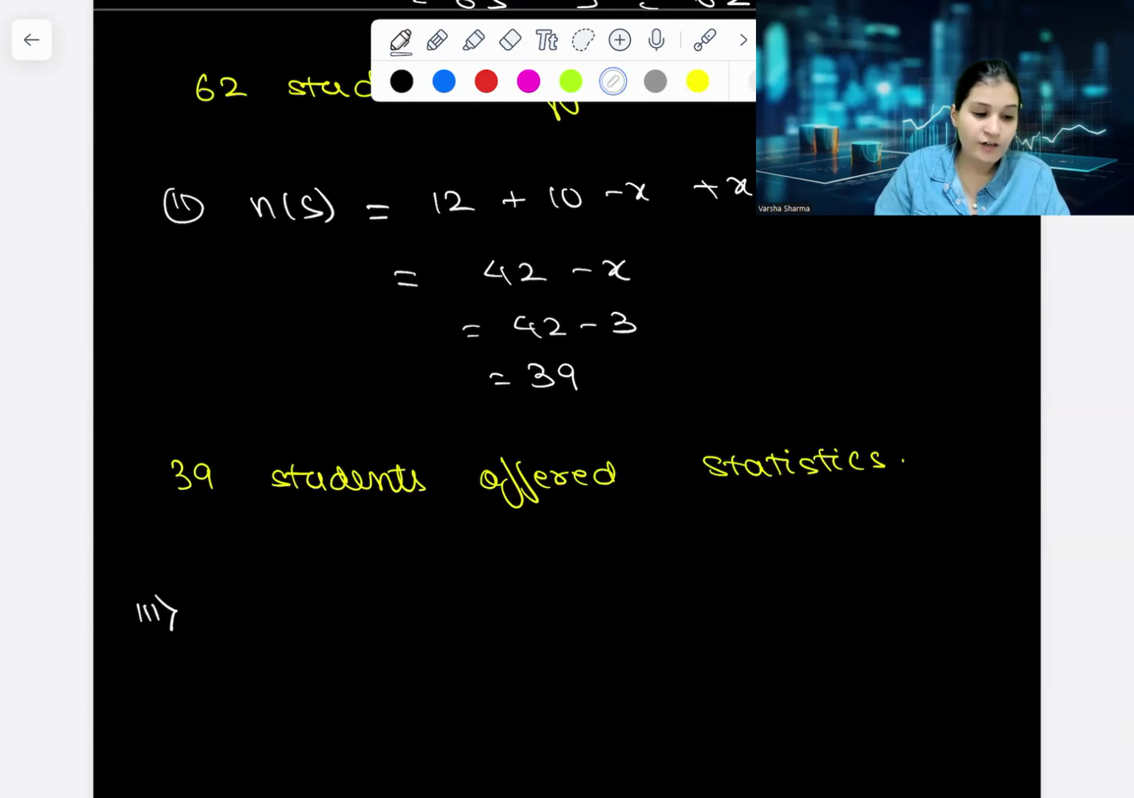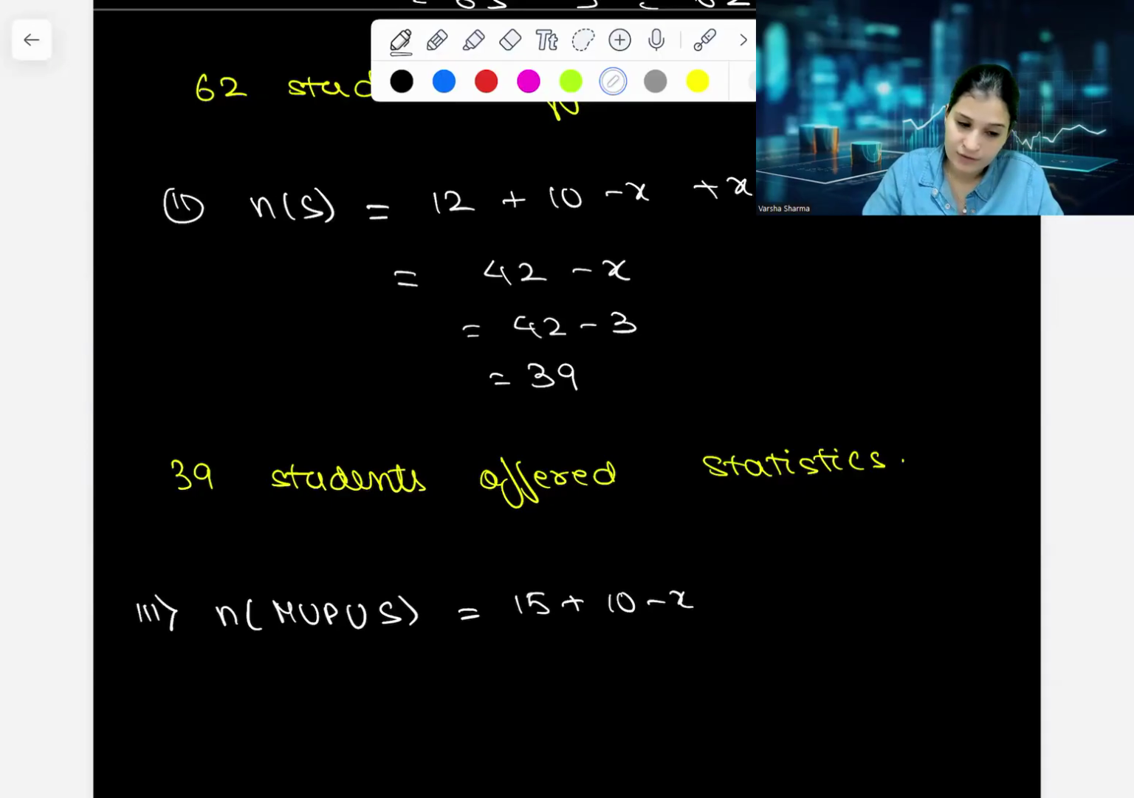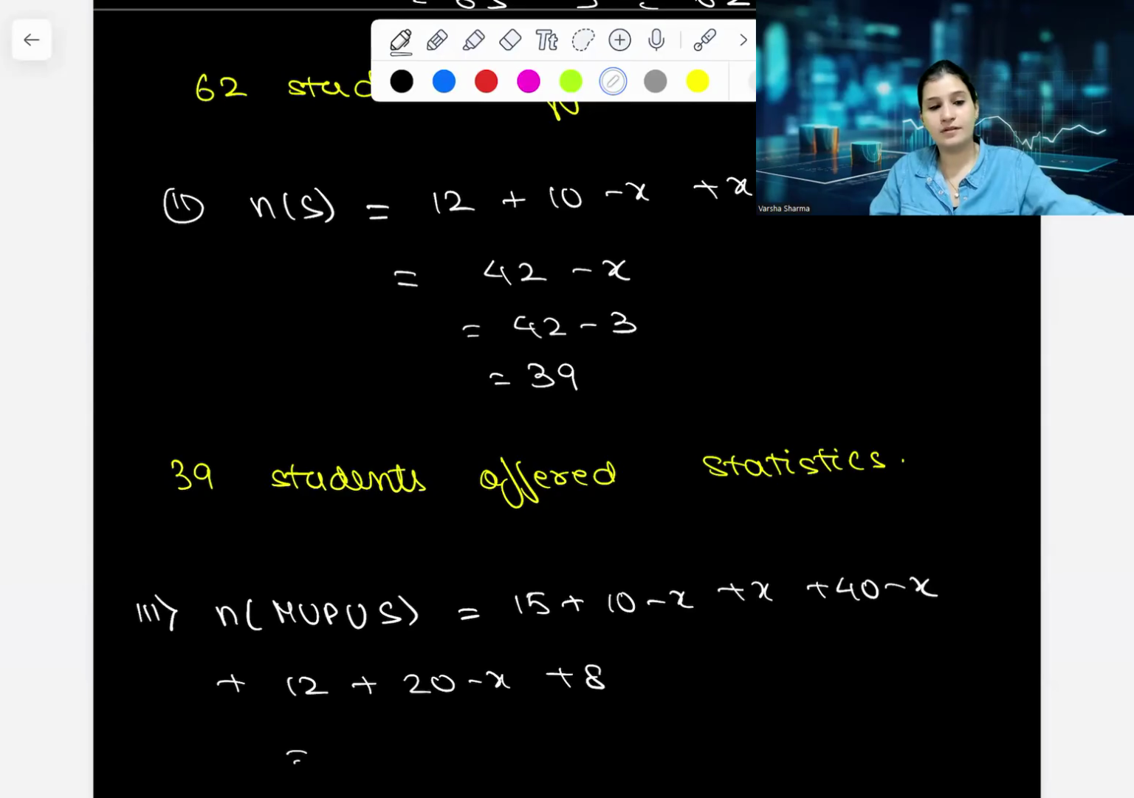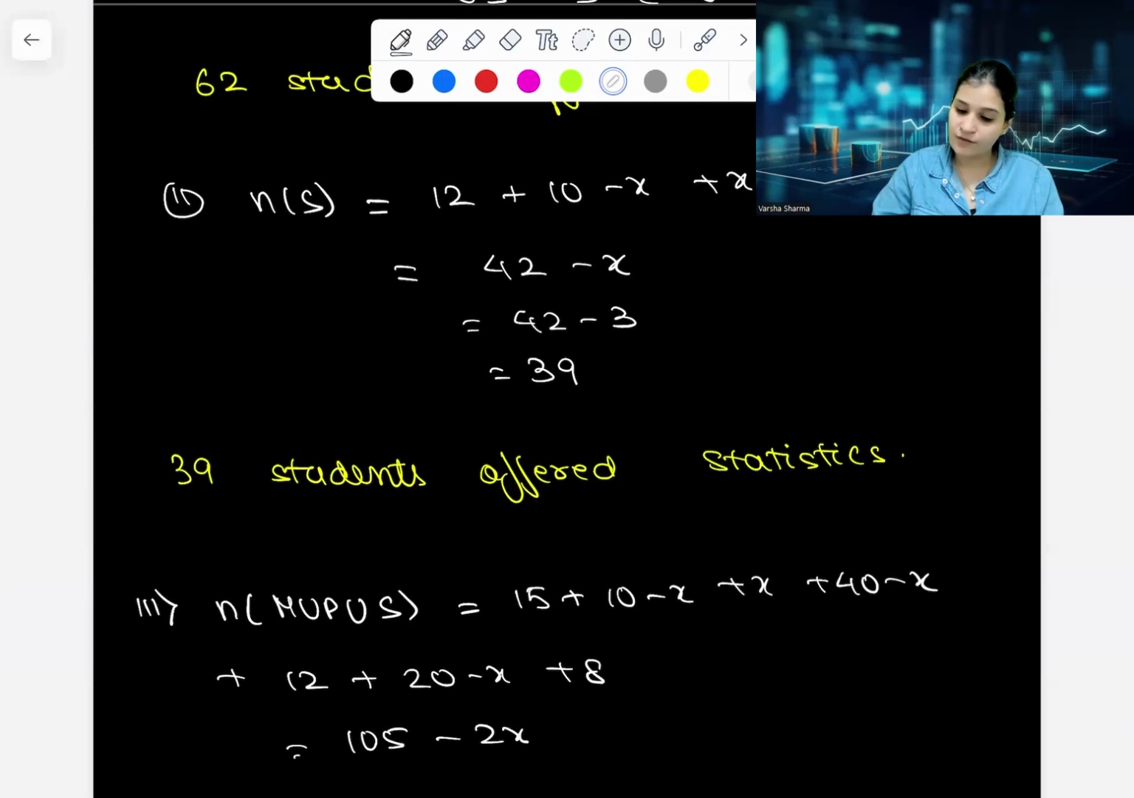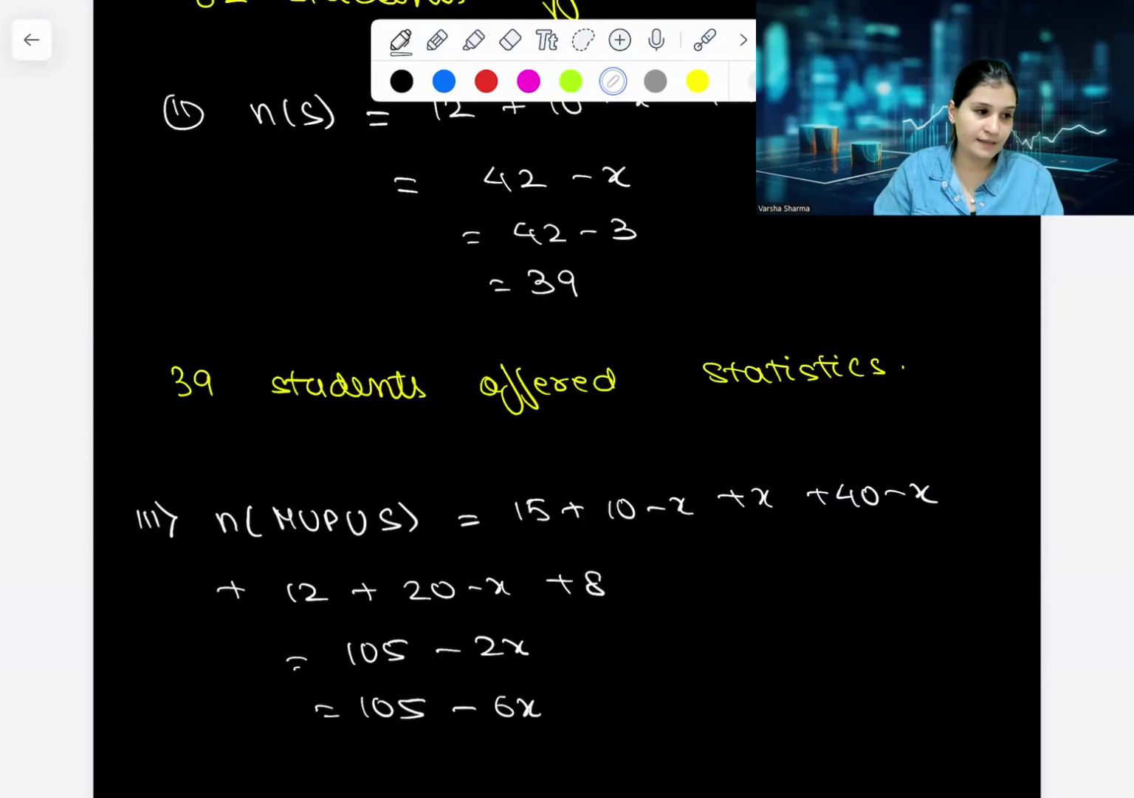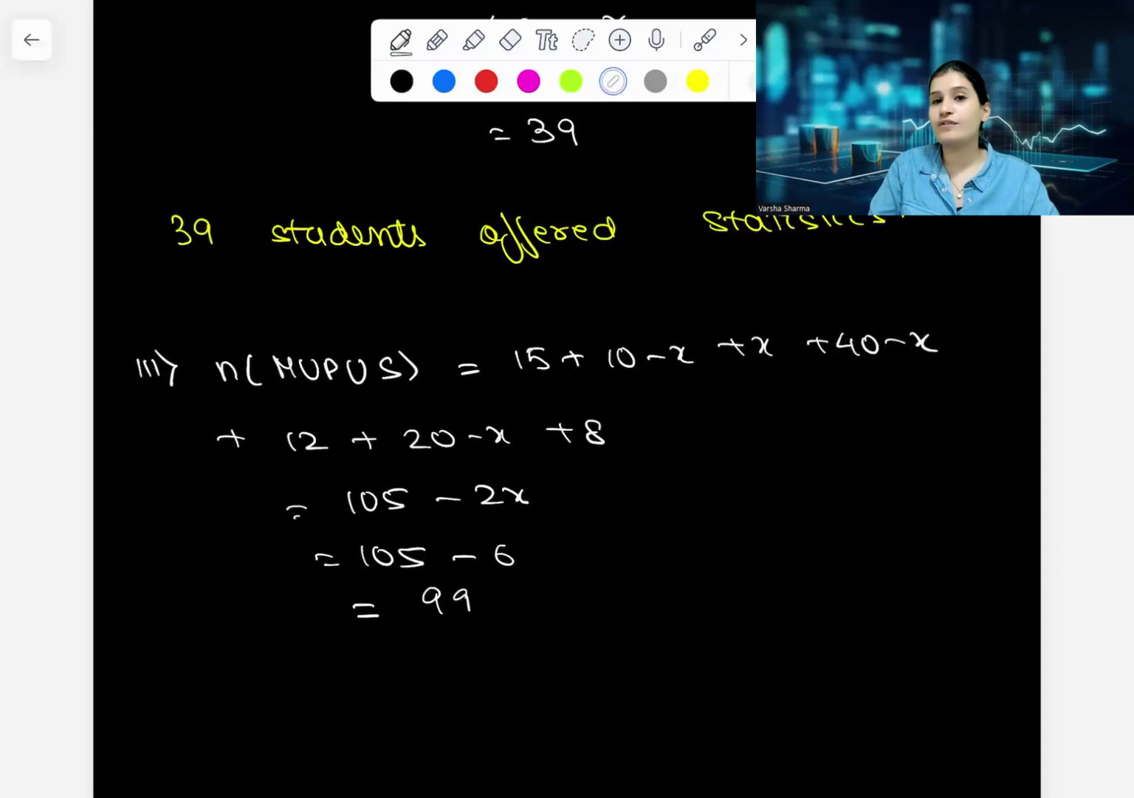Third, how many did not offer any? So none. How do we get none? If I get the union. So first we will find out the union: M union physics union stats. Add everything. So 105 minus 6X, minus 6, 99. So 99 students have opted for something or the other.